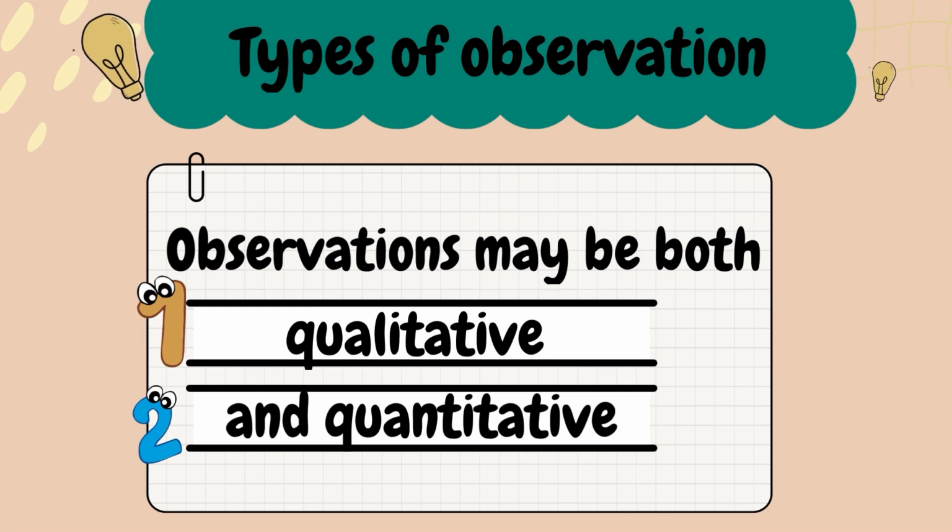Let's talk about types of observation. There are 2 types of observation. These are qualitative observation and quantitative observation.